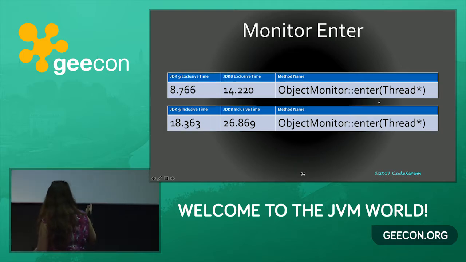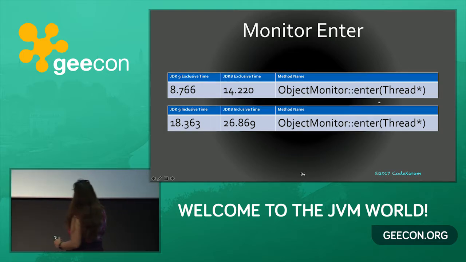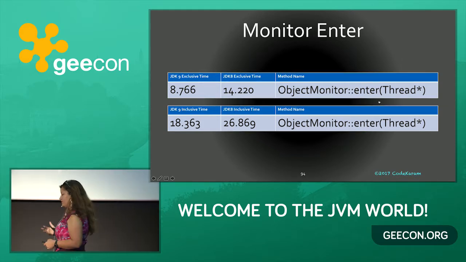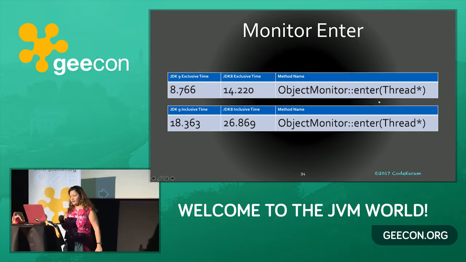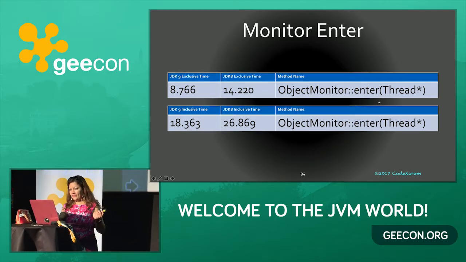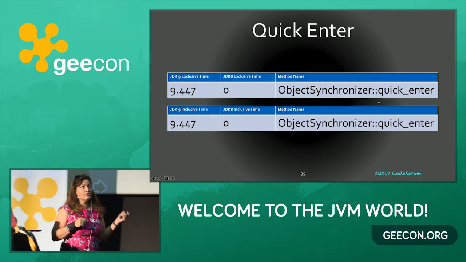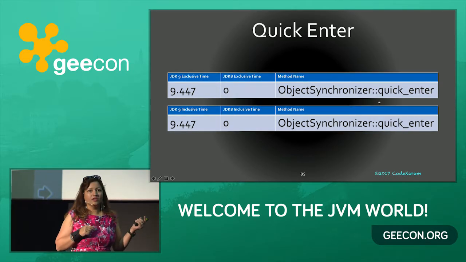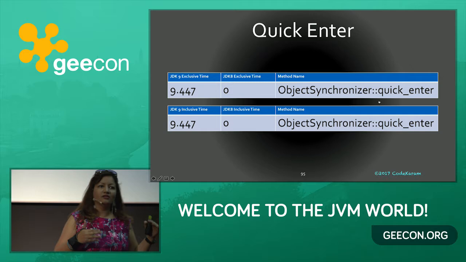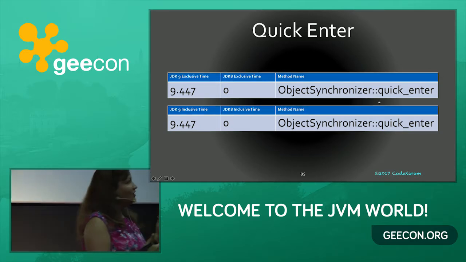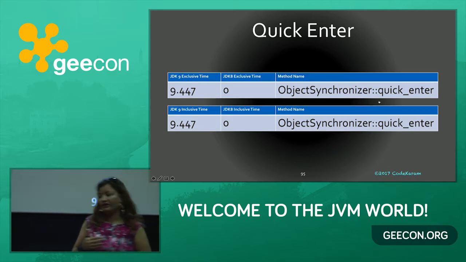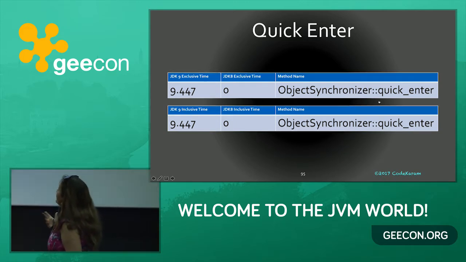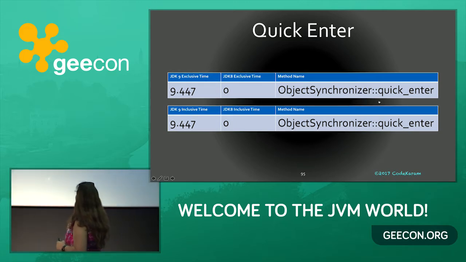The time spent in object monitor enter, exclusive or inclusive, has improved for JDK 9 because they have a new fast path. So this is what is new. When you see 0, it's not that it was super fast, but that the method didn't exist. Remember I said this was not there in JDK 8. They introduced that in JDK 9, so you see that 9 seconds were spent in there.